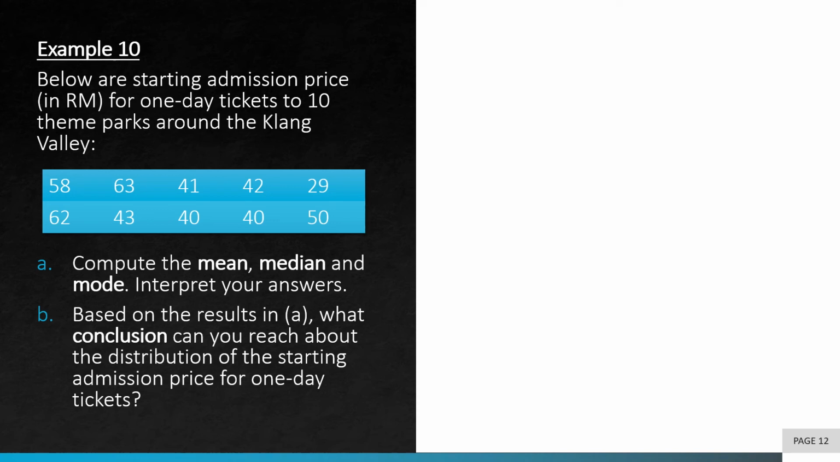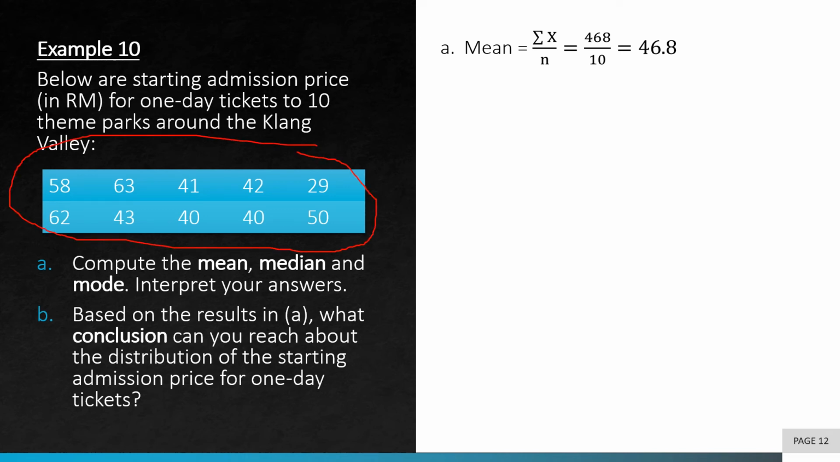Now let's start with finding the mean. Which mean would you like to use? Arithmetic mean, geometric mean, or weighted mean? Normally, if it's silent, then the usual calculation would be to find the arithmetic mean. So what you need to do is just add all of the data given to you and divide by the sample size. Here I've assumed that this is the sample mean. Of course, you can also assume this to be the population mean if you assume that there are only 10 theme parks around the Klang Valley. So your answer here is 46.8.